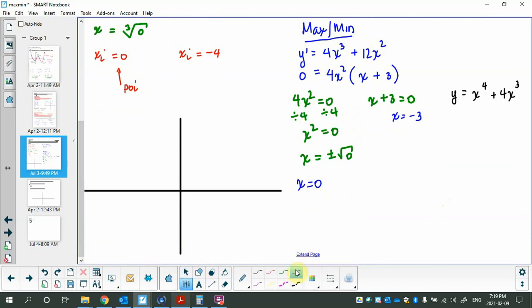So, back to my black pen because I'm dealing with this. If I put 0 into the original to find the y, hopefully you realize I've already done this. That's 0. So we have a maximum or minimum of 0, 0. So this point of inflection is a 0, 0.